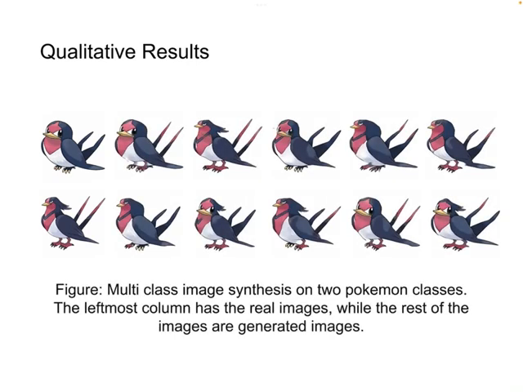Here, we visualize the results of multi-class image synthesis on Pokemon classes with two images. The leftmost column has the real images, while the rest of the images are generated ones.